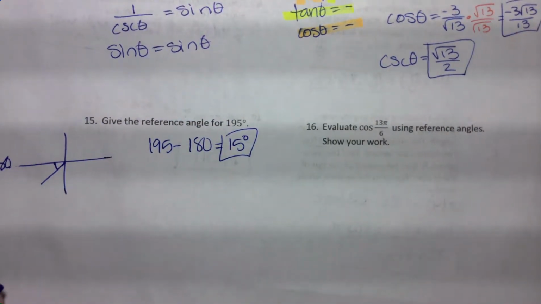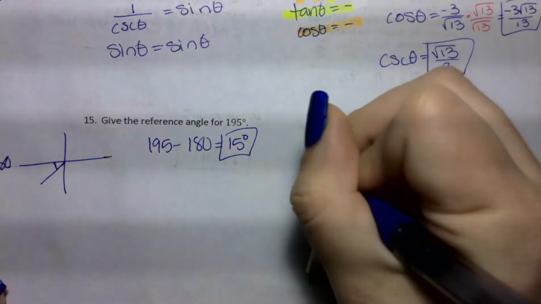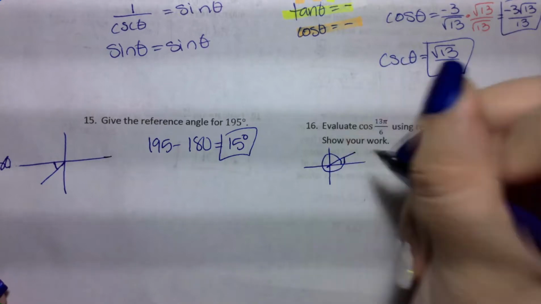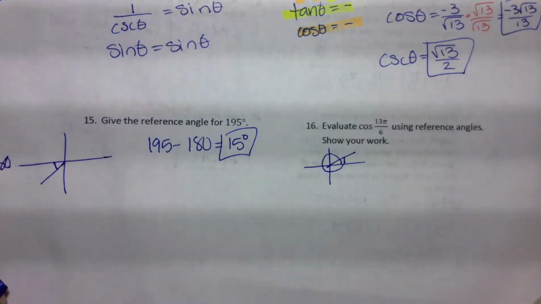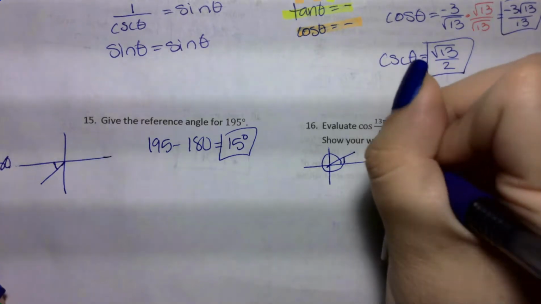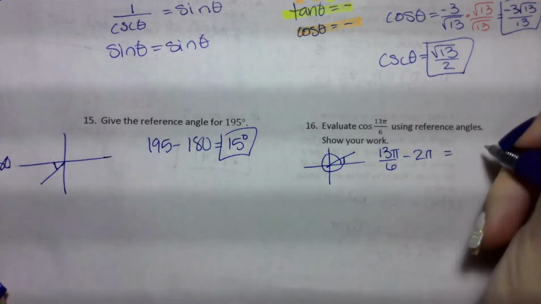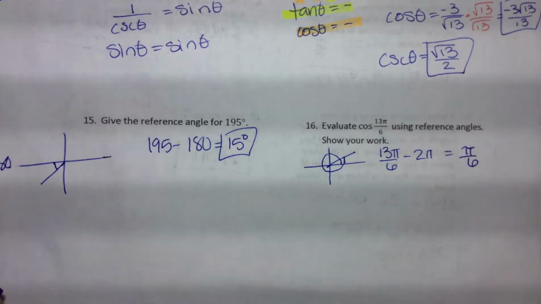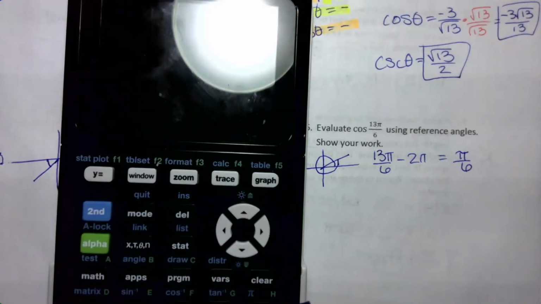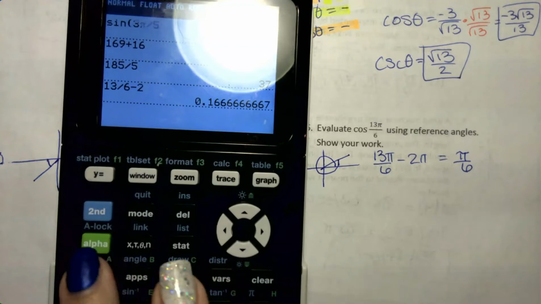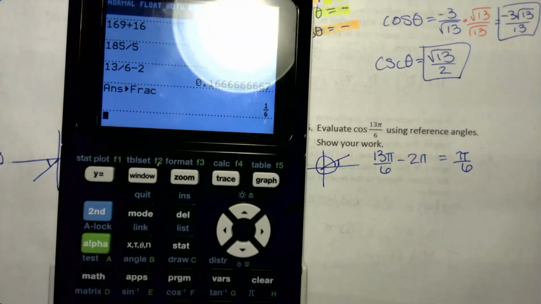Then number 16 wants me to evaluate cosine 13 pi over 6 using reference angles and to show my work. 13 pi over 6 is right here. Goes around completely once and then ends right there. So I want to do 13 pi over 6 minus 2 pi. This will give me pi over 6 because I can type this in on my calculator. I can do 13/6 minus 2, and then I go math, fraction, gives me 1/6.